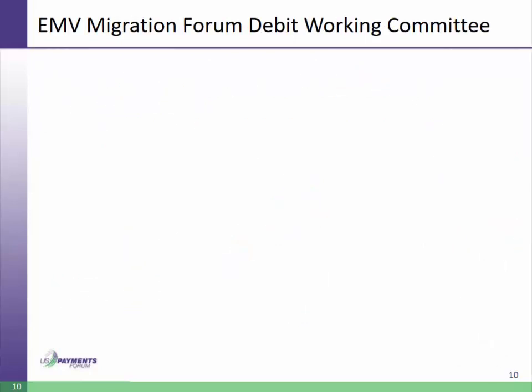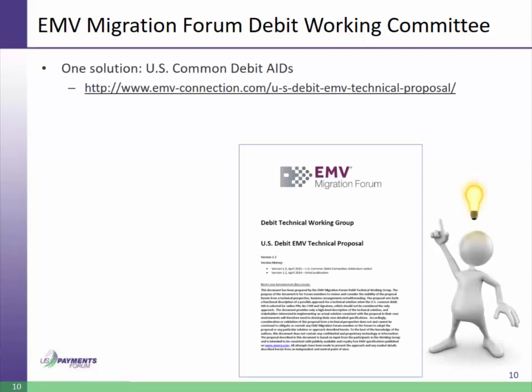The Global Payment Networks and the EMV Migration Forum's Debit Working Committee looked at many possible solutions to enable routing choices where required. The result was the U.S. Debit EMV Technical Proposal, which describes the use of U.S. Common Debit AIDs. The link to the relevant white paper is shown here.